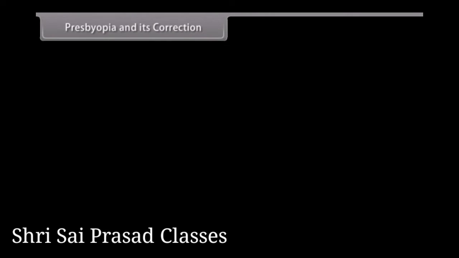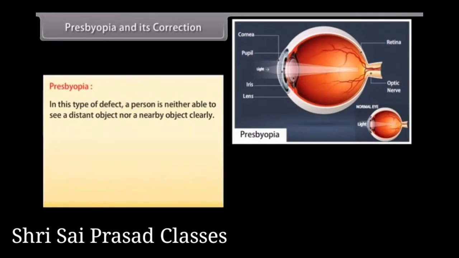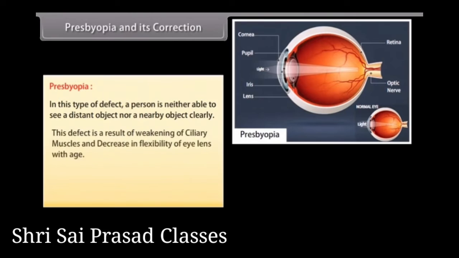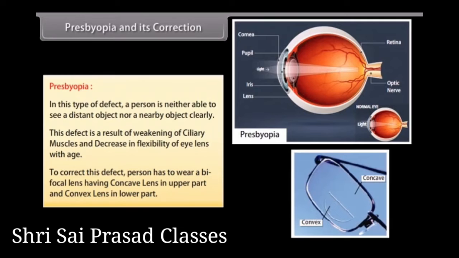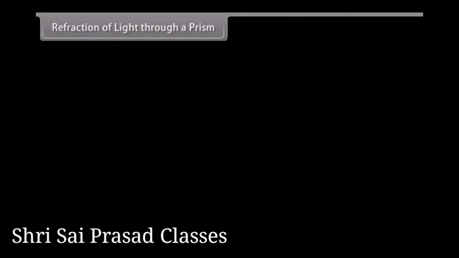Presbyopia and its correction. In this type of defect, a person is neither able to see a distant object nor a nearby object clearly. This defect is a result of weakening of ciliary muscles and decrease in flexibility of the eye lens with age. A person has to wear a bifocal lens having a concave lens in the upper part and a convex lens in the lower part. Refraction of light through a prism.